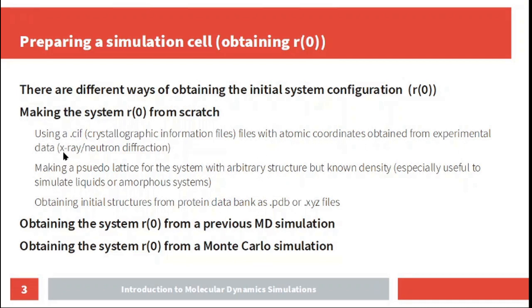So crystallographers keep doing diffraction, X-ray and neutron diffraction experiments on single crystals, and what they do is they obtain the atomic coordinates from these single crystals, and they store this information in a file which has an extension .cif, which stands for crystallographic information files. So if you have that file, you can use that as a starting configuration.